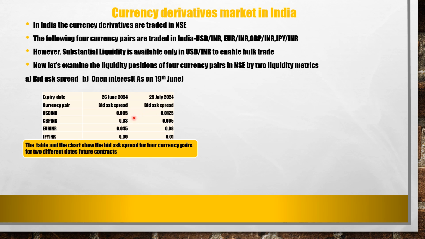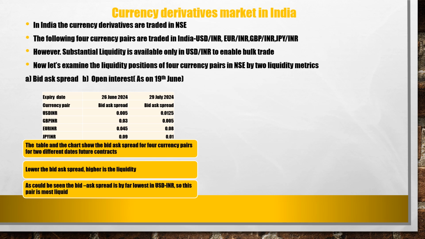As could be seen, the bid-ask spread of US dollar INR is much less than the other three currency pairs. Lower the bid-ask spread, higher is the liquidity. As could be seen, the bid-ask spread is by far the lowest in USD INR, so that is the most liquid pair.